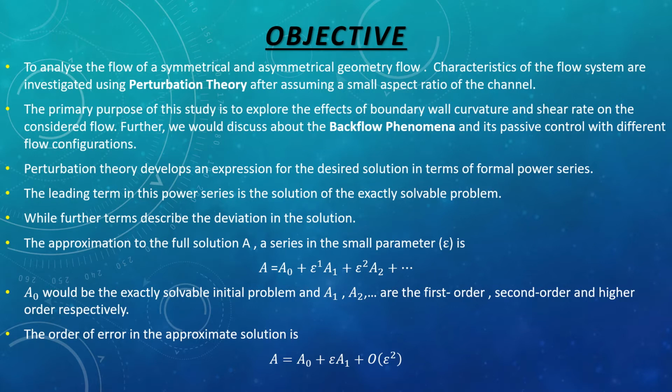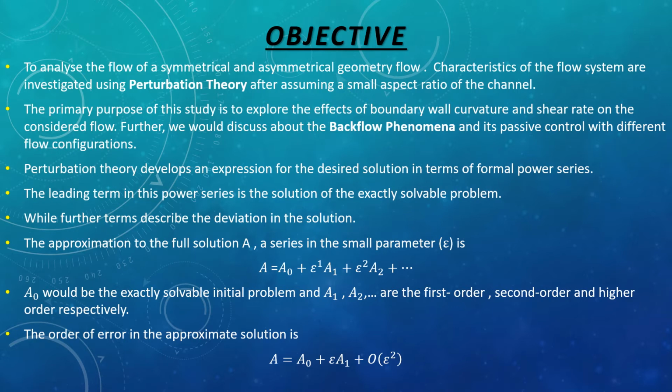Perturbation theory helps to understand the effect of boundary wall on the flow and its influence on the backflow phenomena. Perturbation theory develops an expression for the desired solution in terms of a formal power series. We can approximate any physical quantity like velocity or pressure in the form of a power series with a small parameter epsilon, which acts as an error.